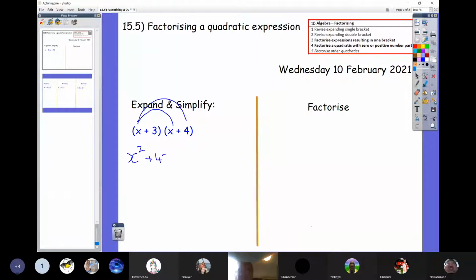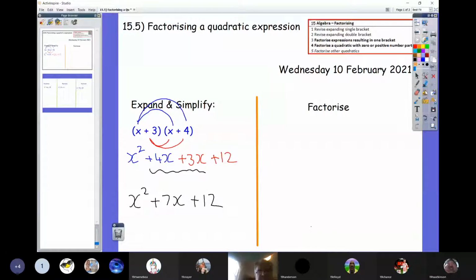I'm just going to change colour for the other two clauses so it doesn't get too confusing. Then we did the plus 3 times the x to get plus 3x. Then we did plus 3 times the plus 4 to get plus 12. So that was expanding. That was getting rid of the brackets. And then we simplified. We gathered up these middle terms to get x squared plus 7x plus 12.